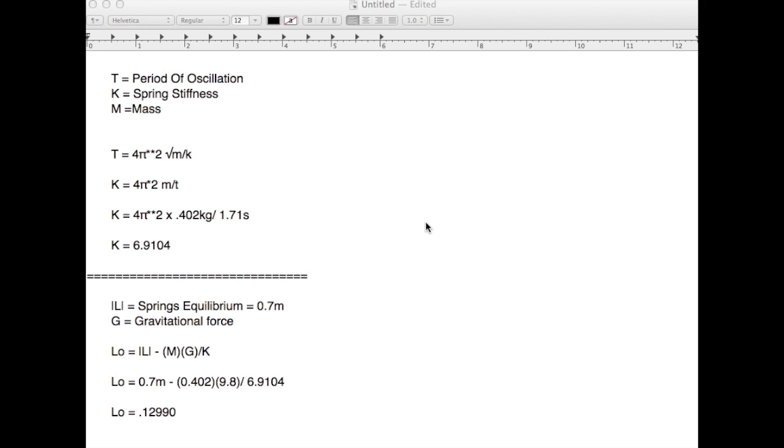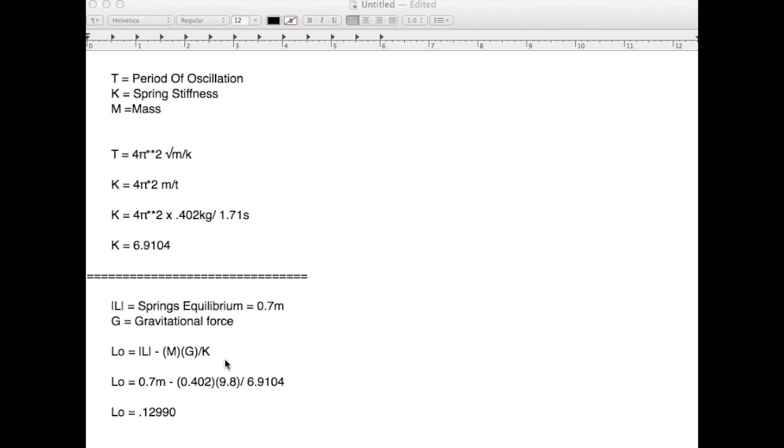The next crucial equation is trying to figure out the spring's relaxed length. For this one, we need to figure out the spring's equilibrium, but that was already given by the video lecture, the first lesson of rope physics, the length of the spring in equilibrium with the weight at the end. With 0.402 kilograms for the weight and the spring stiffness k being 6.9104, the spring's length in equilibrium is 0.7 meters.